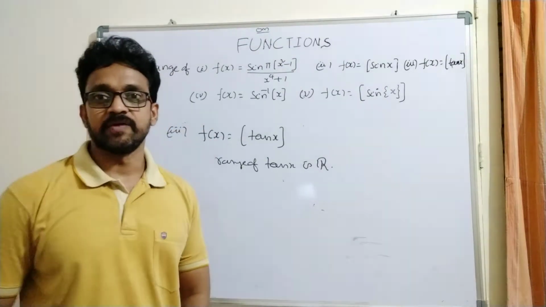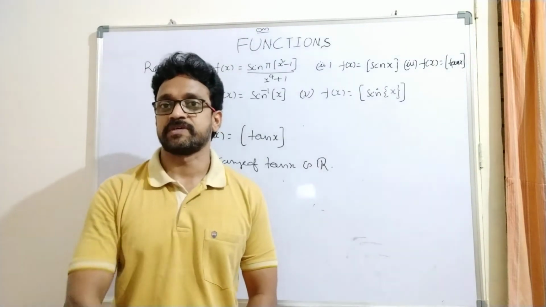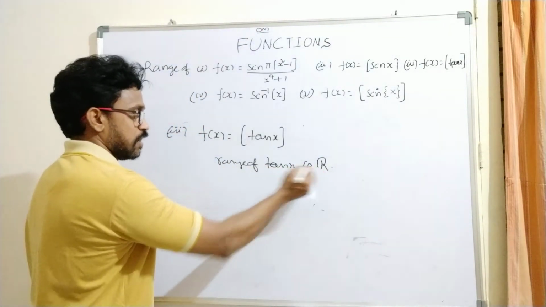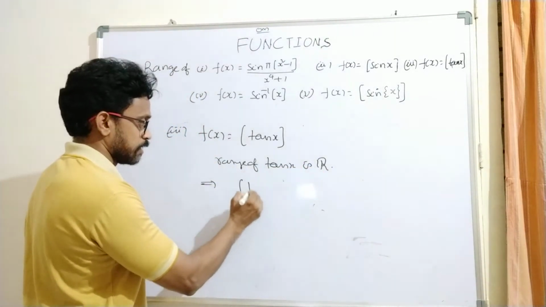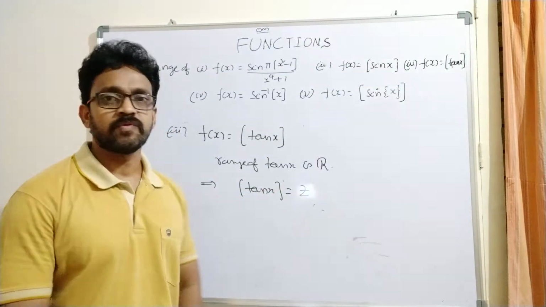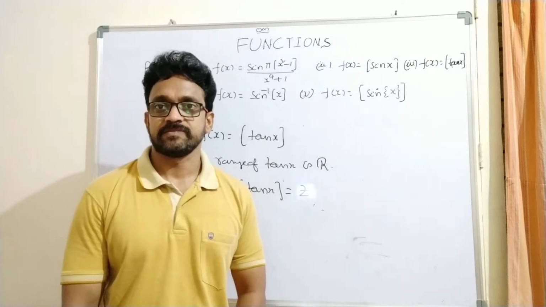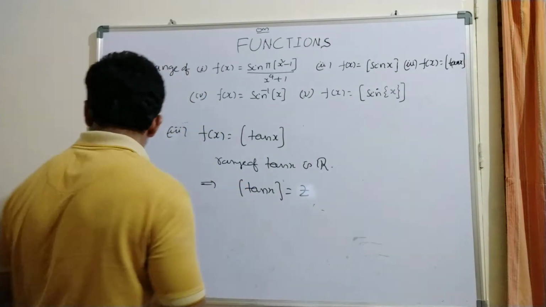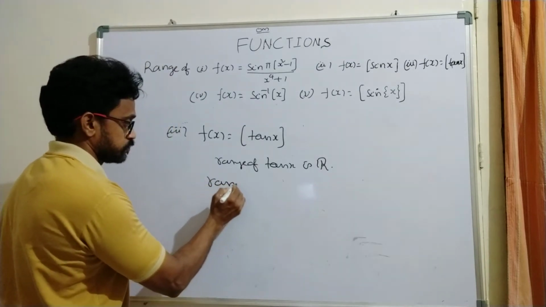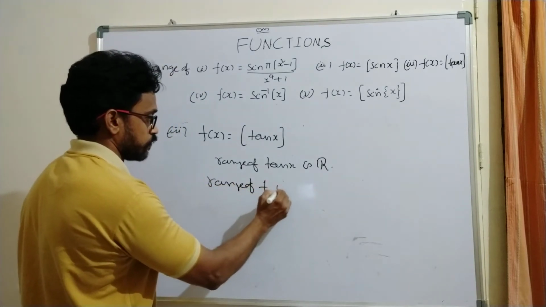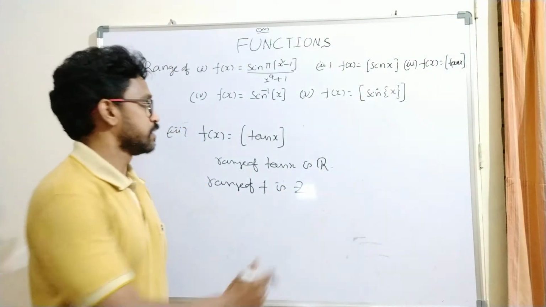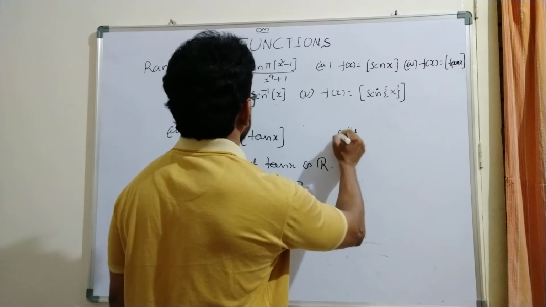Now we should apply the definition of the greatest integer function. The range of tan x is R. That implies [tan x] is, very clear, the set of integers. That's why we should write now the range of f is the set of integers. Okay, very clear. Now I go for the next one.